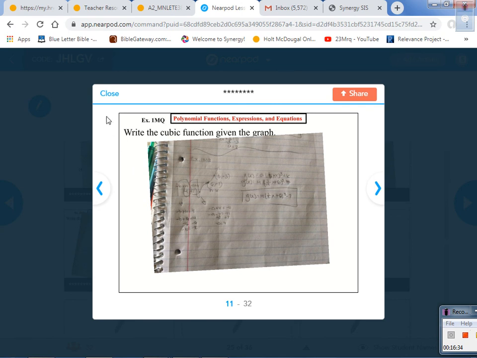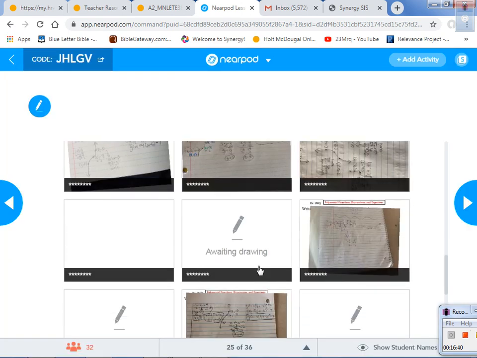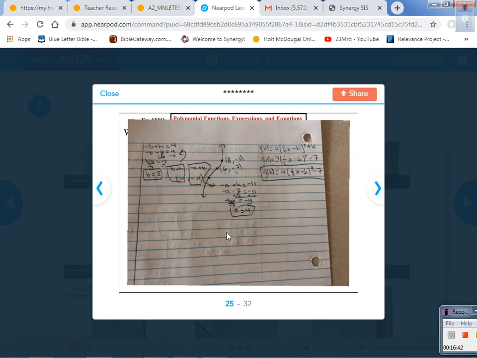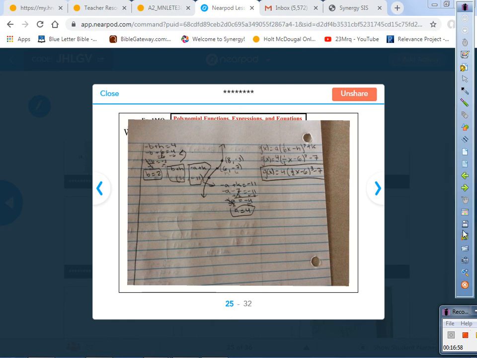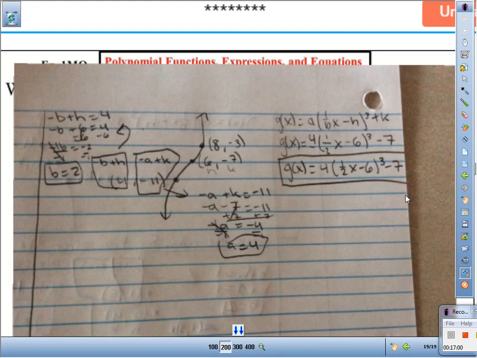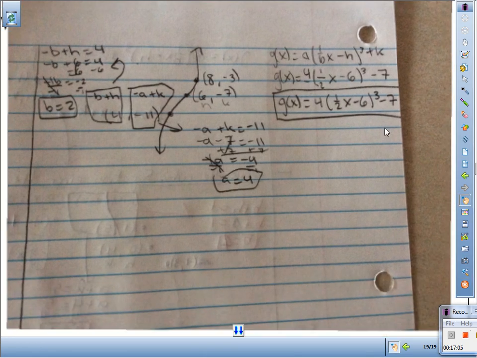Here goes the correct answer on your screen. Let me get a legible one. Here it is. There you go. And have you got that? Yeah. g of x equals 4 times (1 half x minus 6) cubed minus 7. And once again, we use the different point, the point below the vertex. Okay? All right.